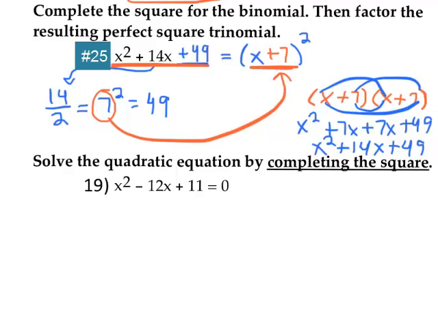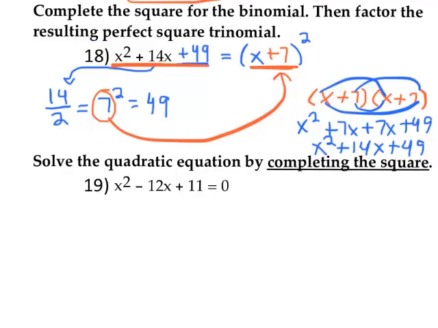You have to take this number in front of x, divide it by 2, so you get 7 here, then square it, get 49. That number goes here. Then we say that equals x plus 7 squared.